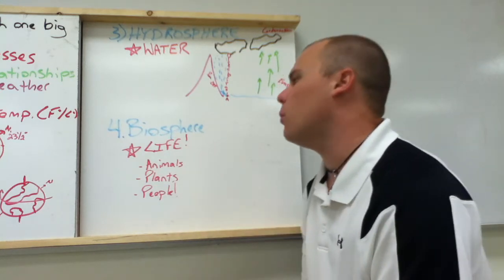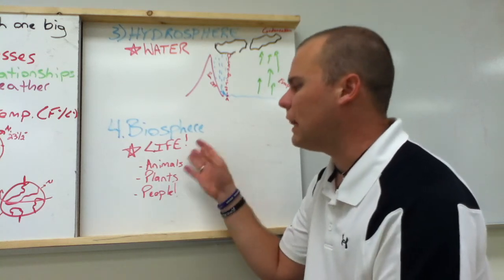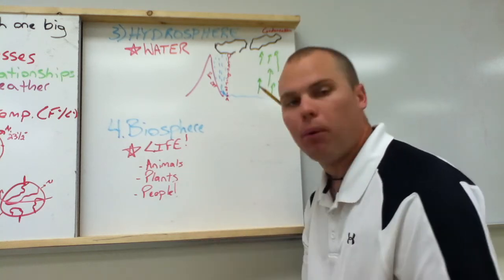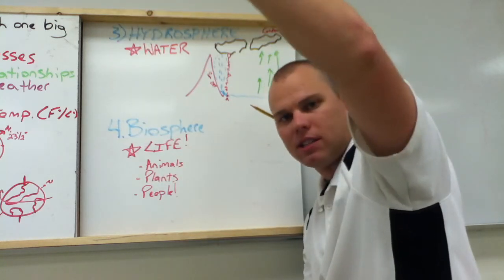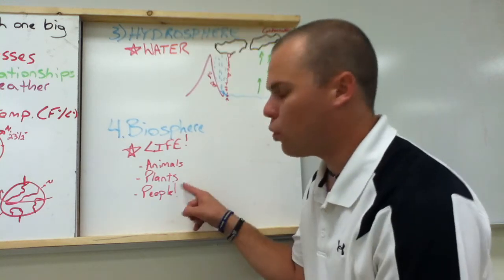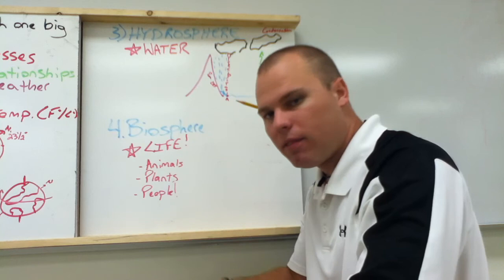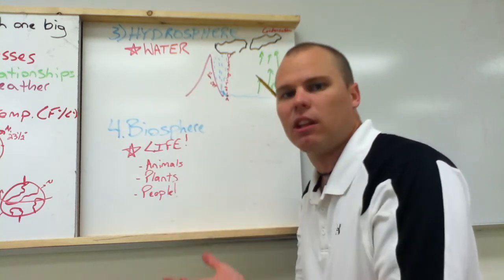Then the last sphere that we're going to look at is the biosphere. This is the sphere that deals with life, animals, plants, and people. So the bird is flying in the atmosphere, but the bird is in the biosphere. The life itself is the biosphere. Trees are on the lithosphere. They drink from the hydrosphere, but they're still biosphere because they are the life.